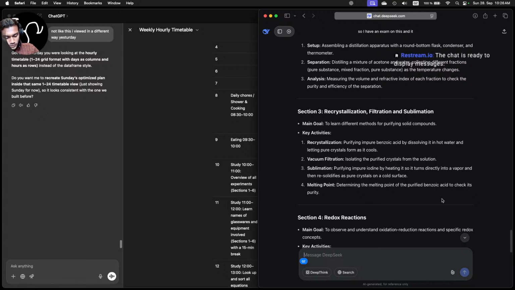Melting point. Determining the melting point of purified benzoic acid to check its purity.